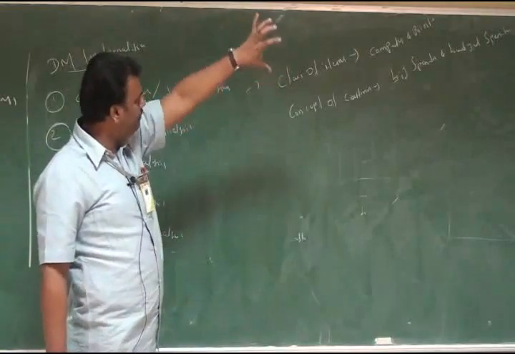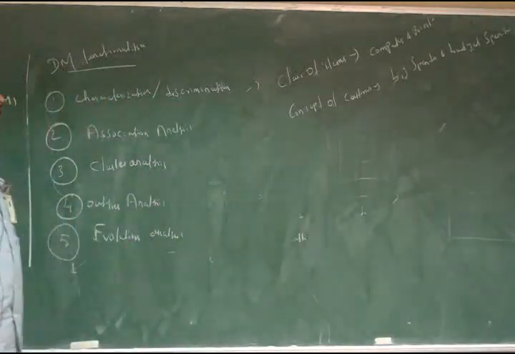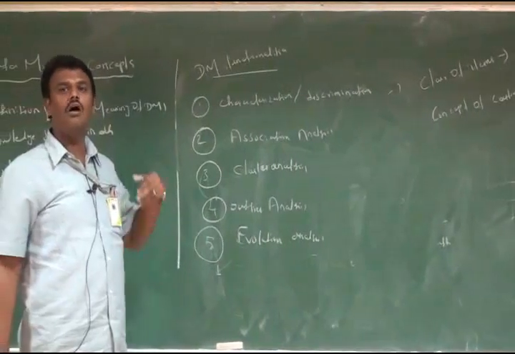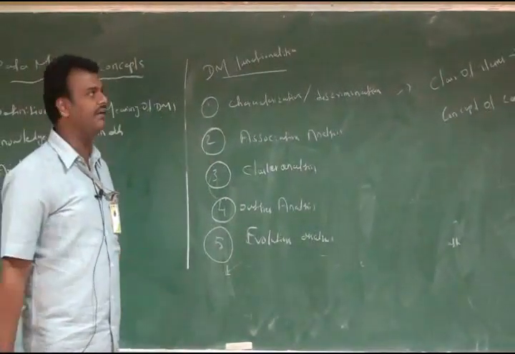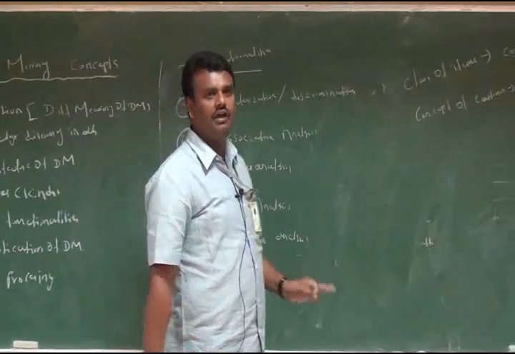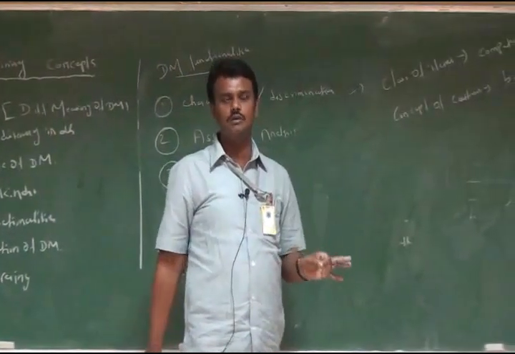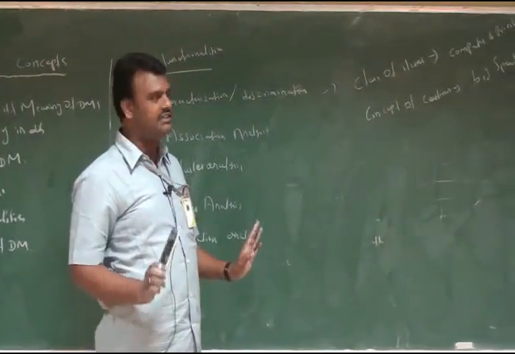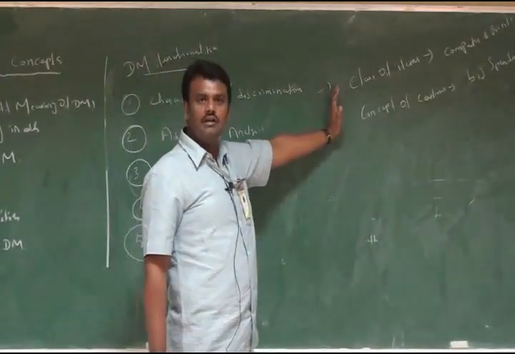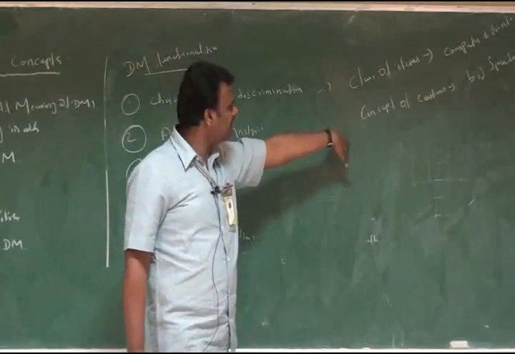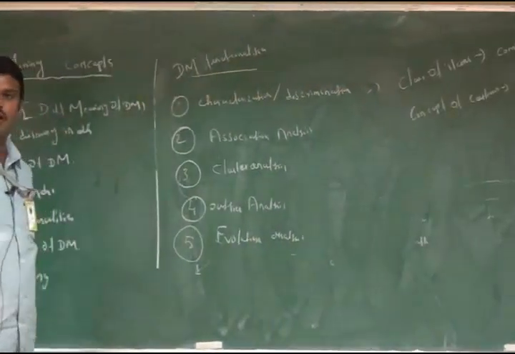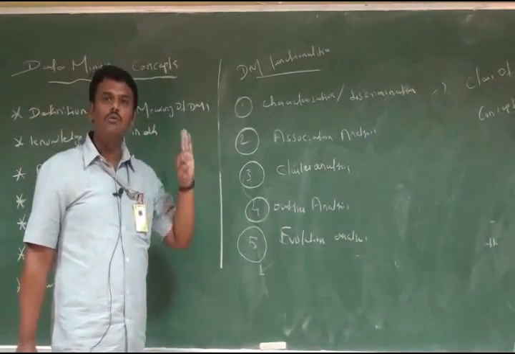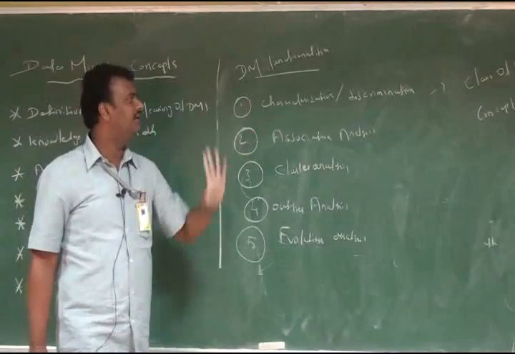The class or the concept description can be derived via characterization, discrimination, or both characterization and discrimination. These classes and concepts are combinedly called the class or the concept description. It can be described via number one, characterization; the second one, discrimination; the last one, both characterization and discrimination.